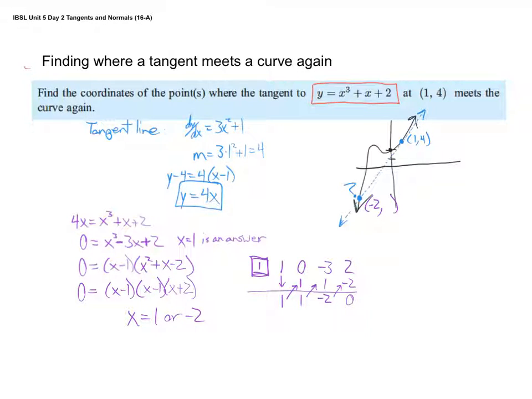Do x minus 1 and x minus 1 cancel out? No, because we're not dividing. It's just a double root, or has multiplicity. Okay?